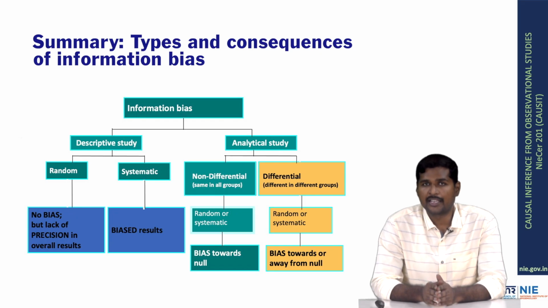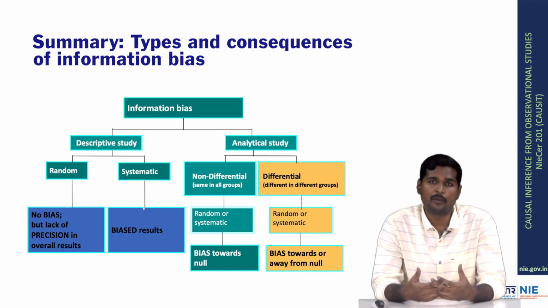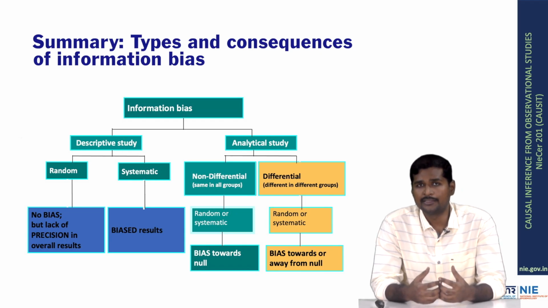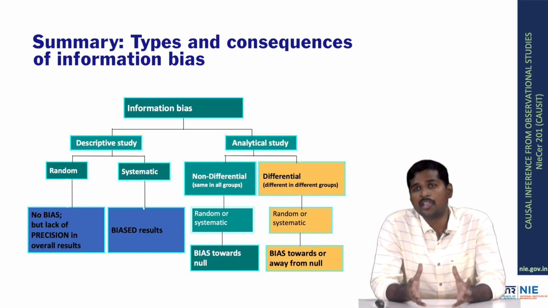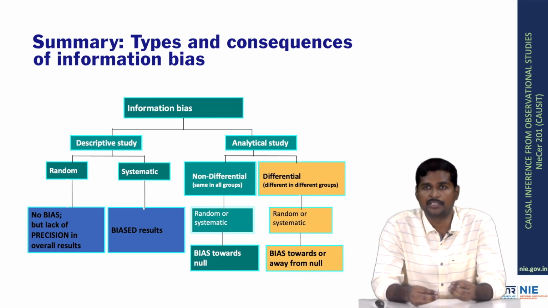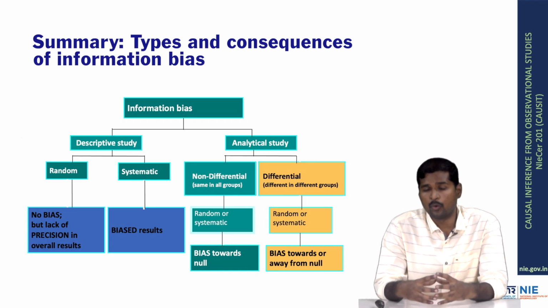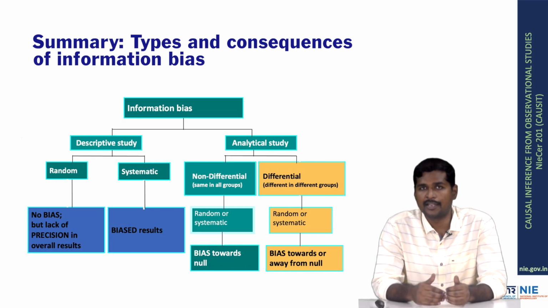In descriptive studies, again, information bias can be random or systematic. If there is a random error in measurement, that is, your instrument is randomly performing poorly, irrespective of who the person is, then there will be no particular bias, but there will be a loss of precision in your overall results. Let us assume a weighing machine which gives random errors during measurement. Sometimes it gives more value, sometimes it gives lesser value, sometimes it gives accurate value. So if that is the case, then that instrument will not lead to a bias in one particular direction, but the overall precision, the overall accuracy in the results will be affected. So that is a random information bias.